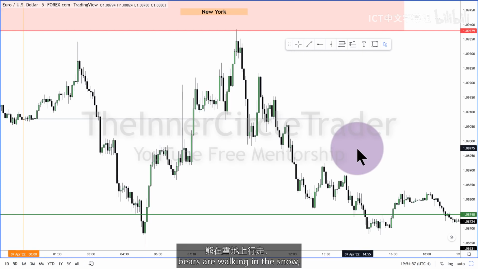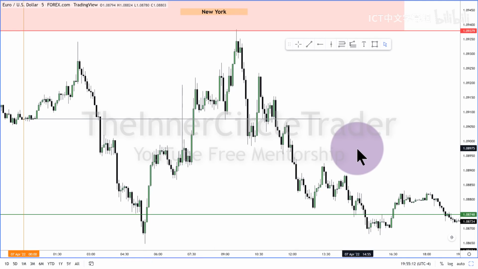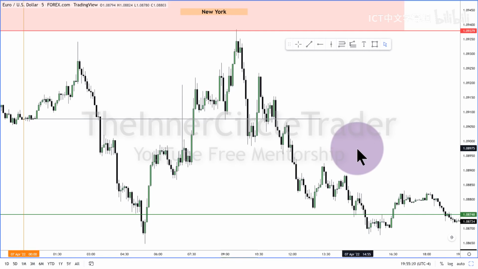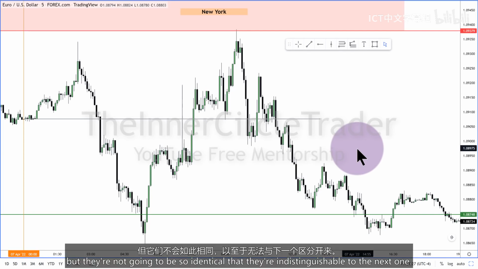If two bears are walking in the snow, one's younger and one's older, will both footprints look exactly the same? No. But you'll recognize they're both bear prints, and you'll recognize which one's larger or older and which one's younger. So that's what it's like when you're looking at these signatures in price action. They are generally very close to one another in terms of repeating the same way, but they're not going to be so identical that they're indistinguishable from the next one.